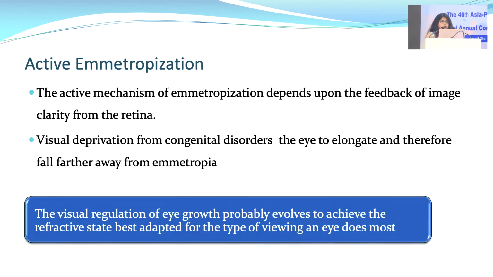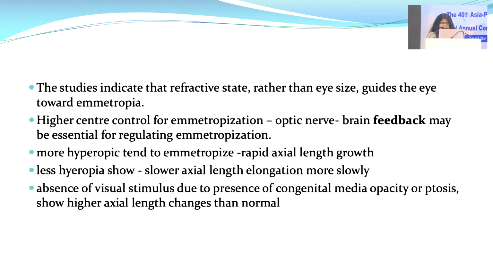changes in the eye. So, as we all know, visual deprivation from congenital disorders is going to lead the eye farther and farther away from emmetropia. So this visual regulation of eye growth evolves to achieve the refractive state which is best adapted for that type of viewing. That does not mean that it will always be zero power. It simply means that whatever that eye needs and whatever that eye gets adapted to according to its visual surroundings is what emmetropization is going to achieve.